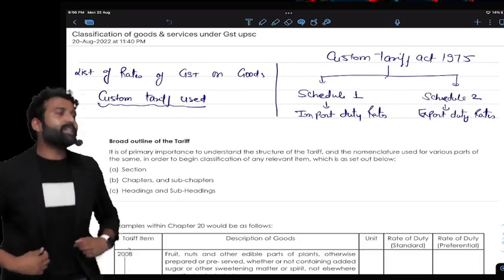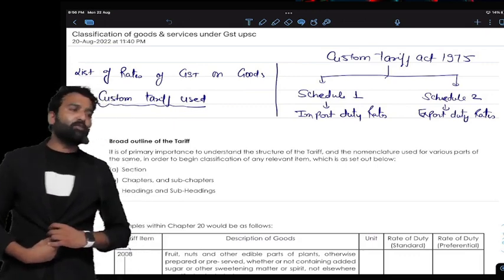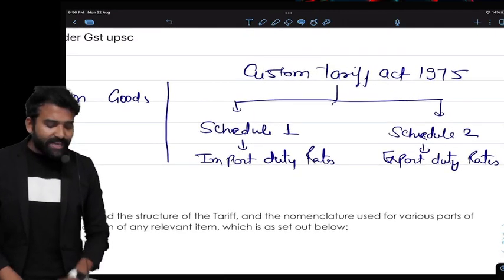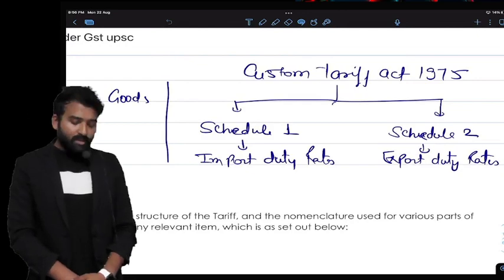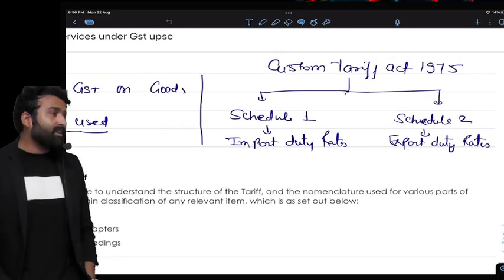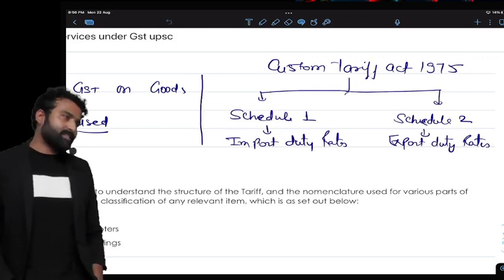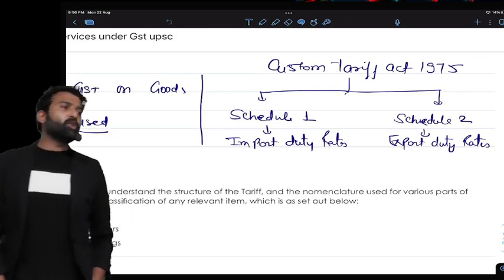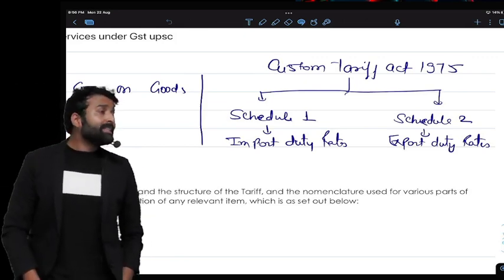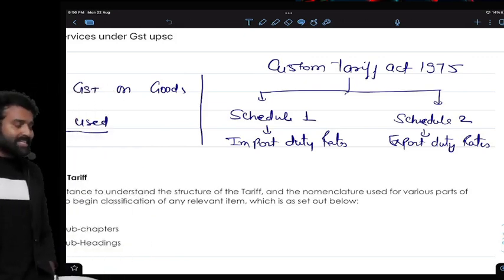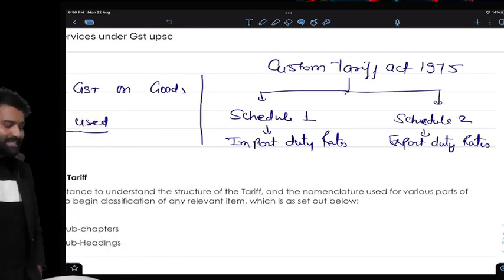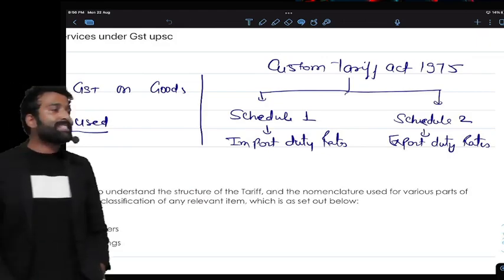For finding out the rate of GST and the rate of customs, we have to go for HSN classification, and for this we have to go for the Custom Tariff Act. Now the Custom Tariff Act has two schedules. Schedule 1 consists of import duty rates, which means all the rates of import duty are given in Schedule 1 of the Custom Tariff Act. There is one Schedule 2 that consists of export duty rates. So the commodities on which export duties are levied are given in Schedule 2.